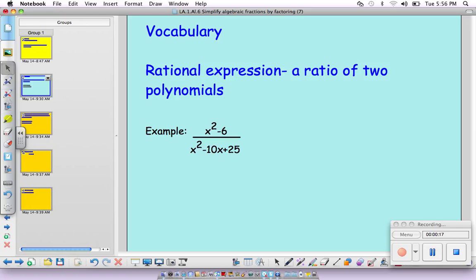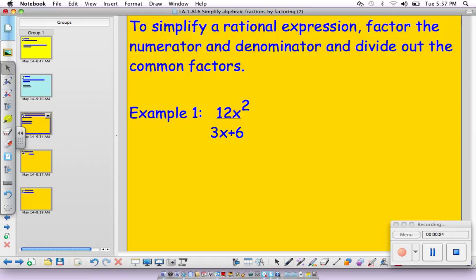Vocabulary: a rational expression, a ratio of two polynomials. This is an example of a rational expression. To simplify a rational expression, factor the numerator and the denominator and divide out the common factors.